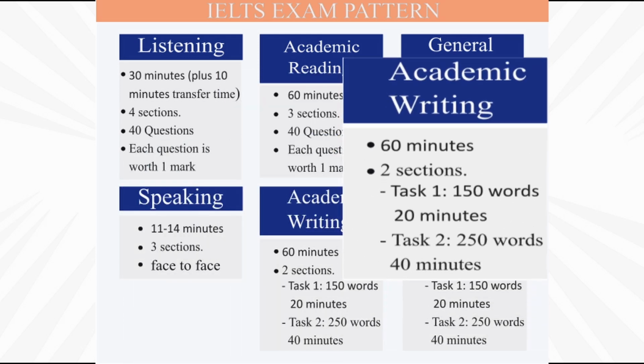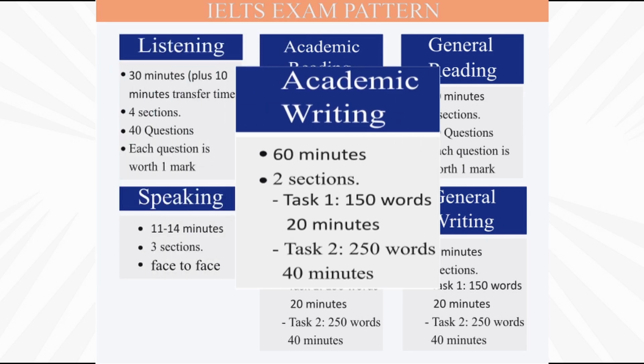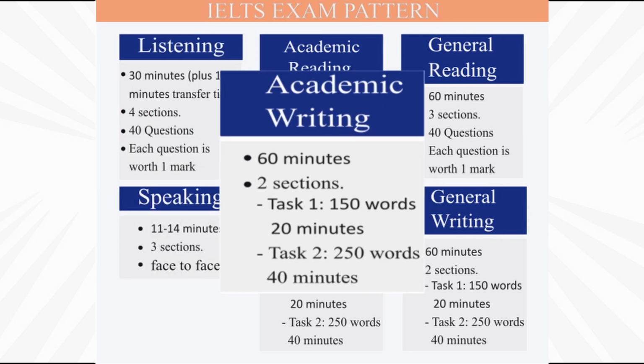In academic writing section, there are 2 writing tasks and both must be completed within 60 minutes. In task 1, test takers are asked to describe some visual information in their own words. So, you need to write 150 words in about 20 minutes. In task 2, you need to write an essay in response to a view, argument, or a problem. So, in task 2, you need to write 250 words in about 40 minutes. Here, answers must be given on the answer sheet and must be written in full. Notes or bullet points are not acceptable as answers.